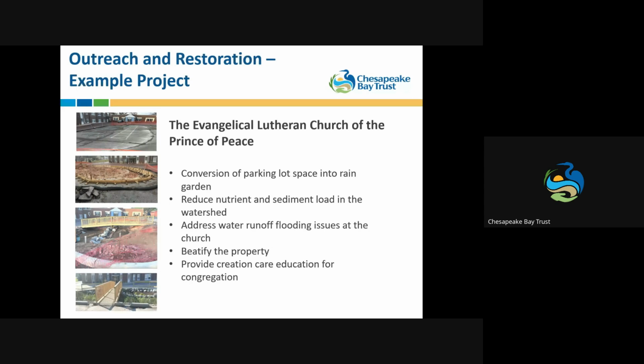The finished rain garden has this nice bridge that goes over it, and they installed lovely signage that is also used to educate the congregation, and held a series of events to educate their congregation around creation care and caring for the environment as a value of their church. And that's one example of the types of work that can be funded through outreach and restoration.